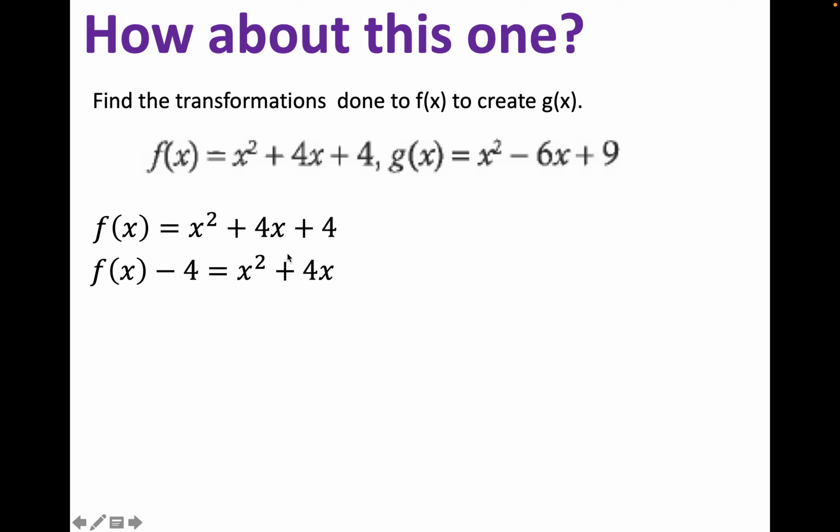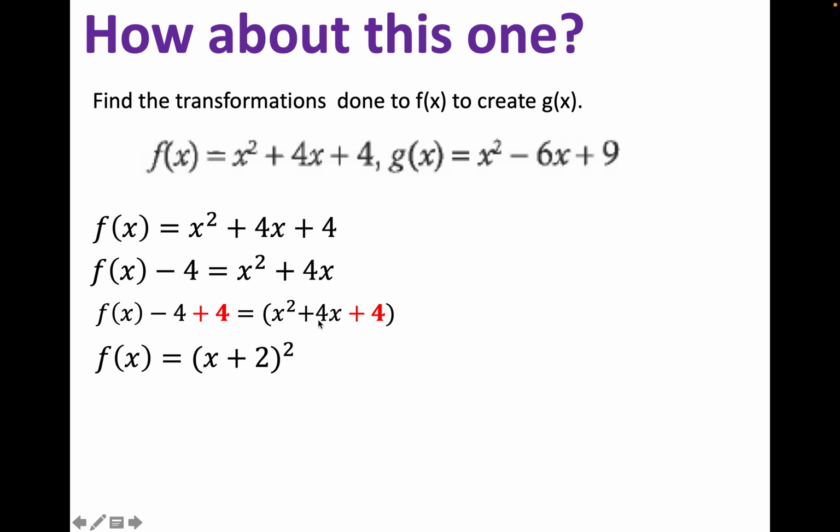Okay, there's f of x. I'm doing completing the square. Move the 4. B over 2 squared gives 4. We add 4 to both sides. This factors into this. These cancel. Oh, this was a perfect square to begin with. So you could have looked at that, said perfect square, done. Okay, that's f of x.